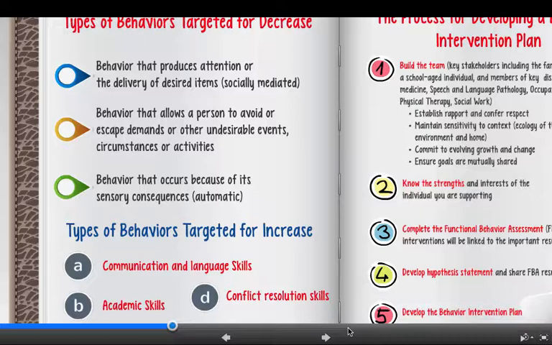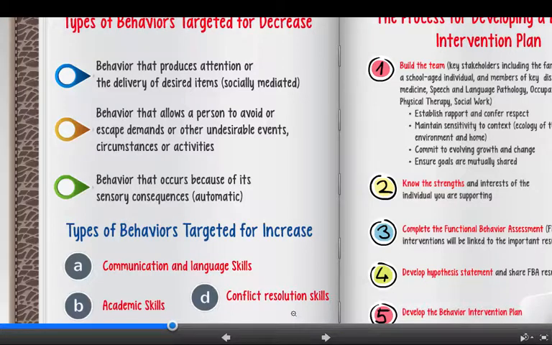So we design plans in order to give the individual an appropriate way of acquiring that kind of outcome. And then there'll be a plan in place in order to decelerate the problem behavior that results in that outcome. And then third, you'll be addressing issues and behaviors that occur because of their sensory consequences. And we refer to that as automatic reinforcement. So those are the kinds of behaviors that you'd be targeting for decrease.